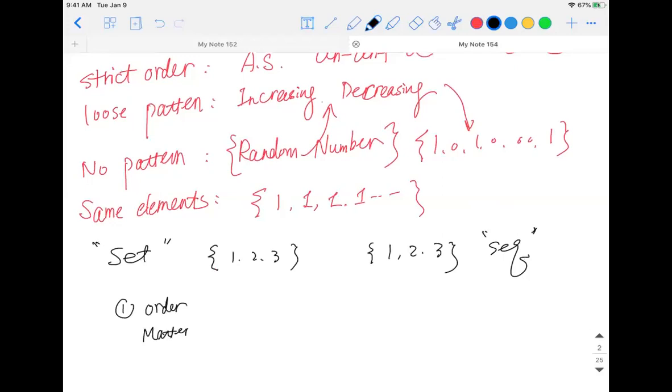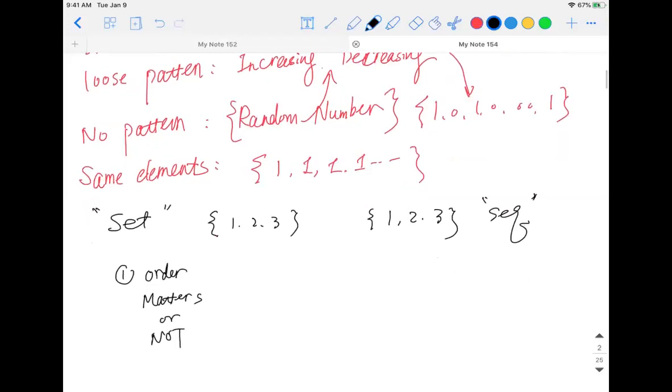Matters or not. For a set, the order does not matter. 1, 2, 3 and 3, 2, 1 are considered to be the same set. For instance, I gave an example: your family members can be considered as a set. You, your parents, and maybe your siblings. So these are considered to be a set.